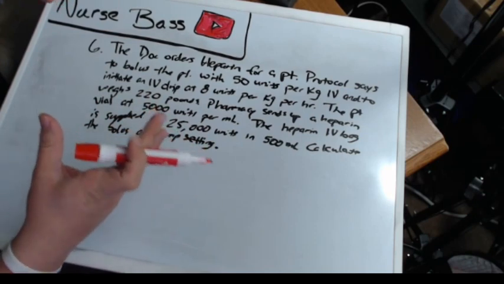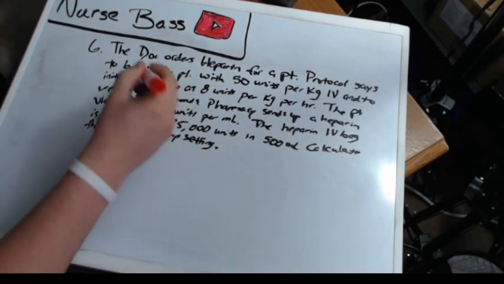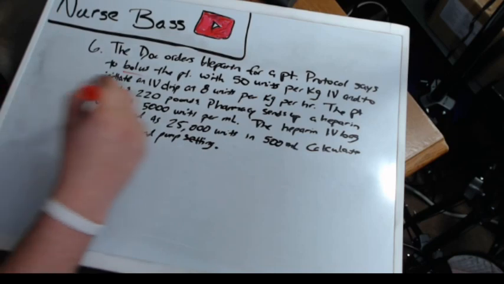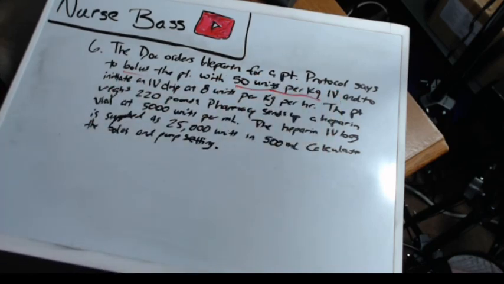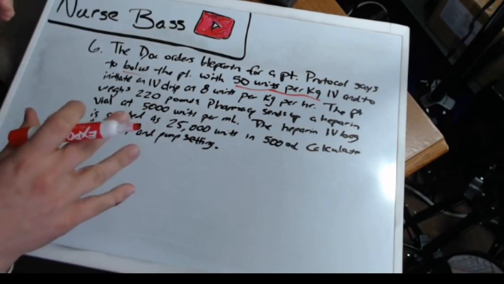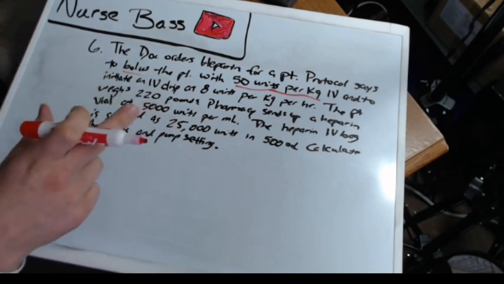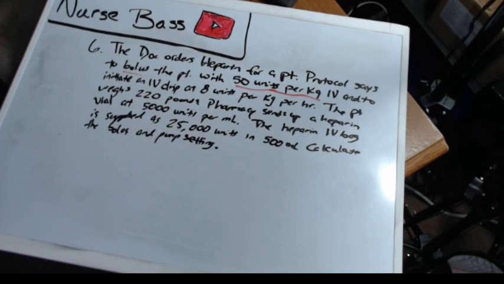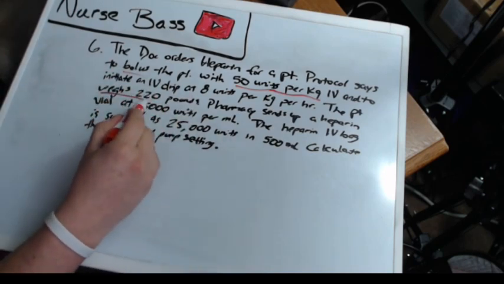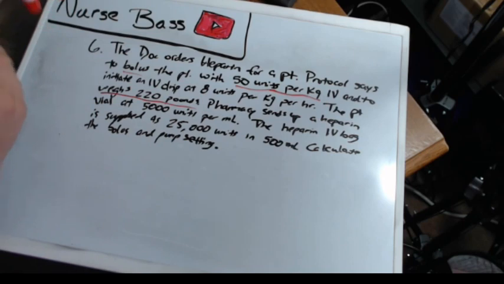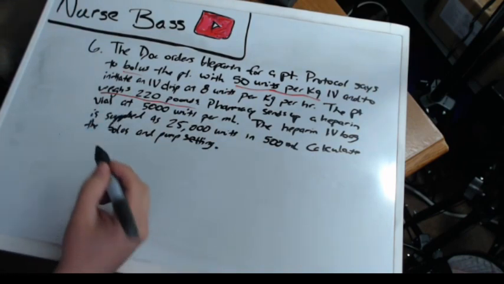What is our nitty-gritty need-to-know information? We bolus the patient 50 units per kilogram, okay? So let's simply start there. We need 50 units per kilogram. That's per kilogram of patient's body weight. How much does the patient weigh? They weigh 220 pounds. So we know right now we need to convert their weight in pounds into kilograms. Okay? So how do we do this?